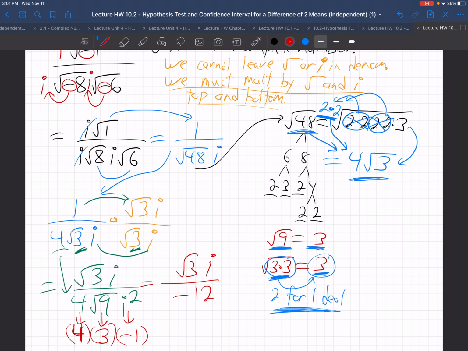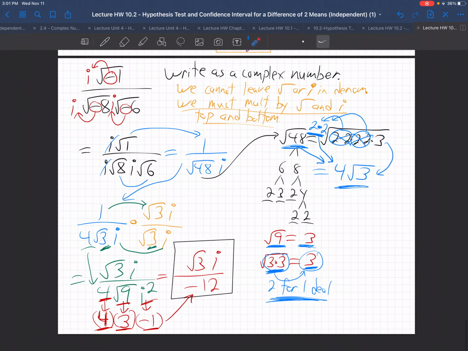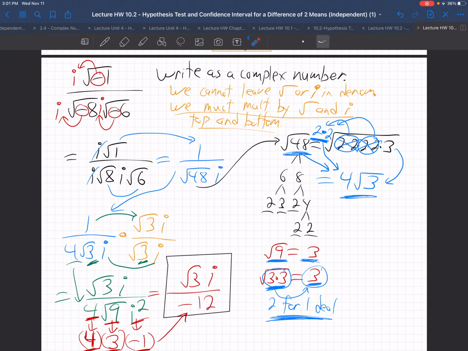Do you see that? Because the 4 is just 4, the root of 9 is 3, and I squared is -1. So 4 times 3 times -1, that's -12. 4 times 3 is 12, times -1 is -12. And we're done. There is our answer. What did we notice? We still have a square root and an I in the top. They're fine in the top. We just cannot leave a root or an I in the denominator. So that's how we simplify that, just like that.